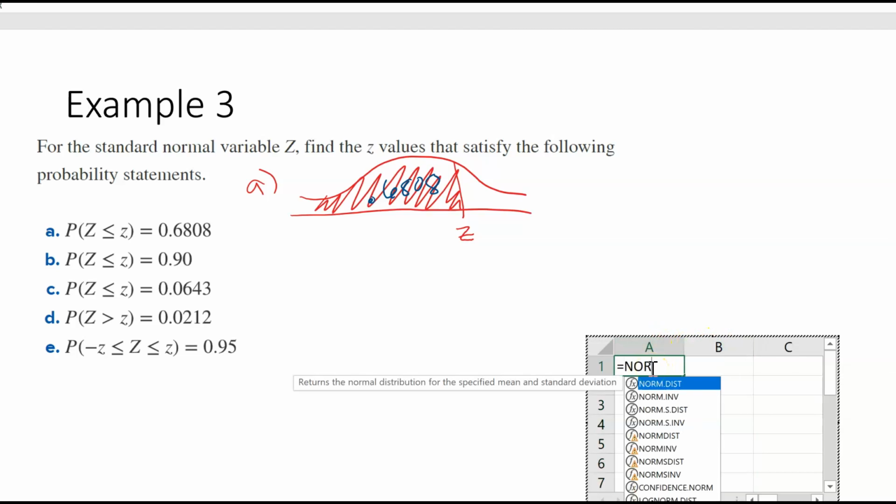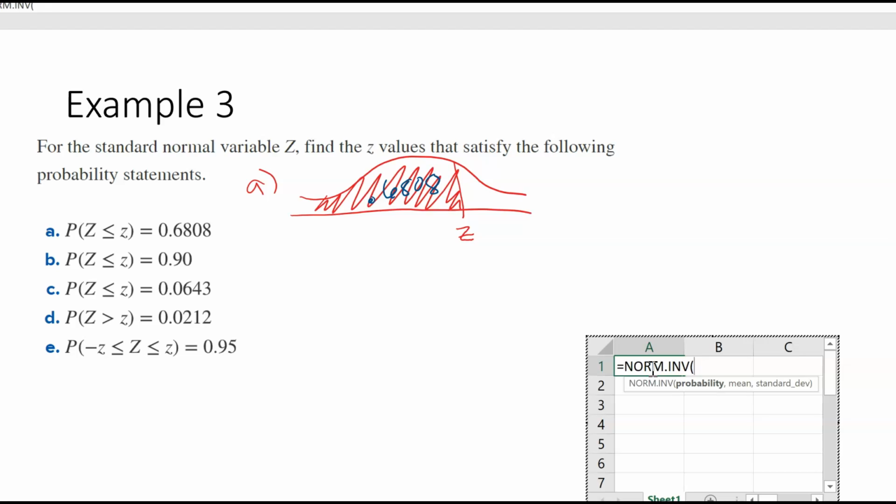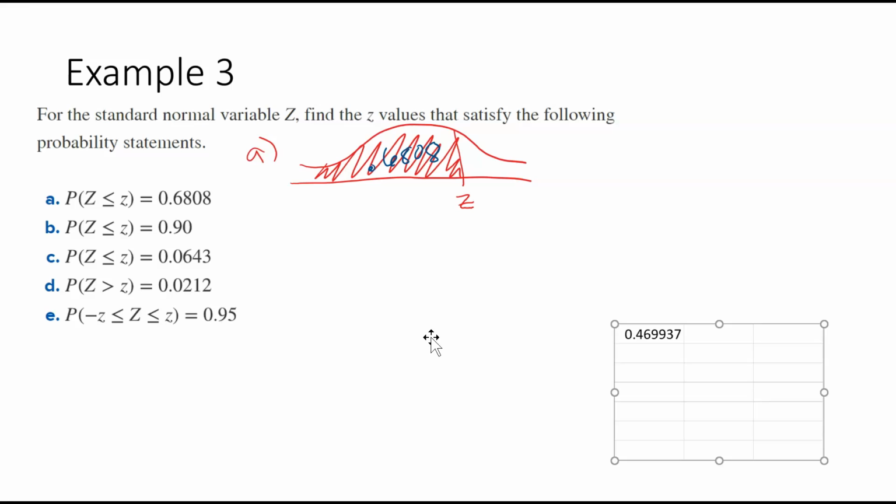So we're going to do norm.inv. Our probability is 0.6808. Our mean is 0 and 1 because it's standard normal. And so our z-score is 0.4699 or 0.47.